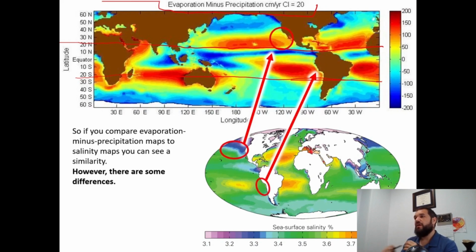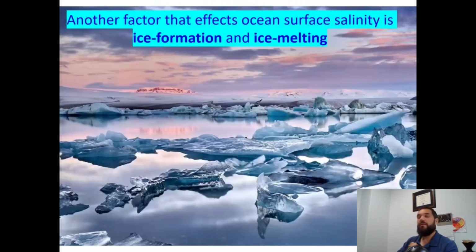Okay, so that's what's causing higher salinities around the tropic lines. It's because there's more evaporation in the tropics. Why is that? We're going to learn about that later in the class. I'll give you a little explanation a little bit later, but we'll get to that eventually.